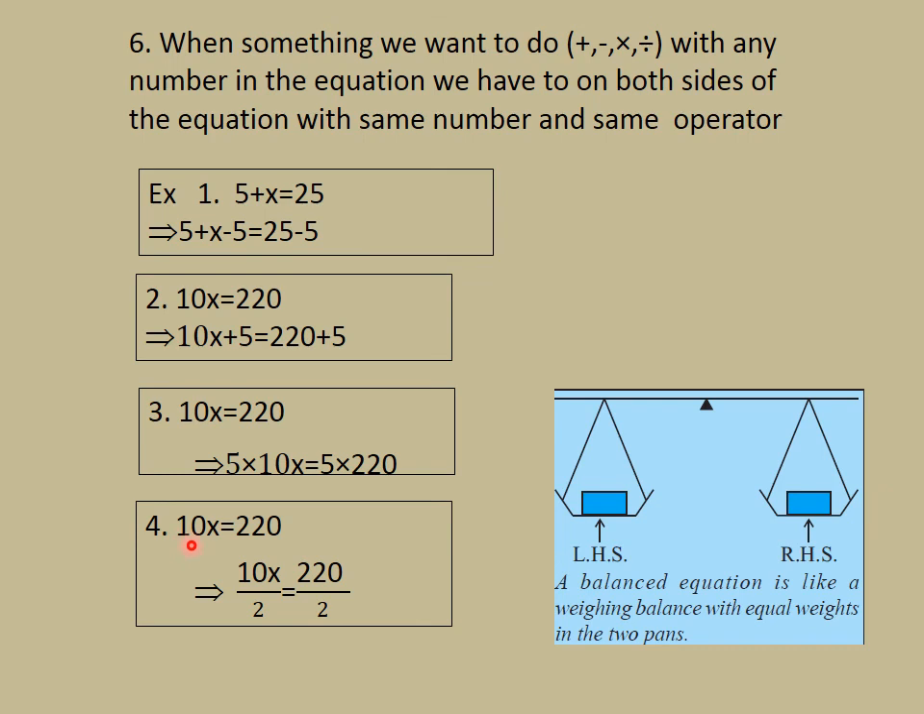The last one is 10x equal to 220. Now I want to divide the equation by 2. So I will divide the left hand side by 2 and the right hand side also by 2. Then my equation will be balanced. It won't be invalid. It will always be valid if I do the same thing on the left hand side and the same thing on the right hand side. If I am dividing, I will divide on both sides. If I am multiplying, I will multiply on both sides. If I am adding, I will add on both sides. If I am subtracting, I will subtract on both sides.